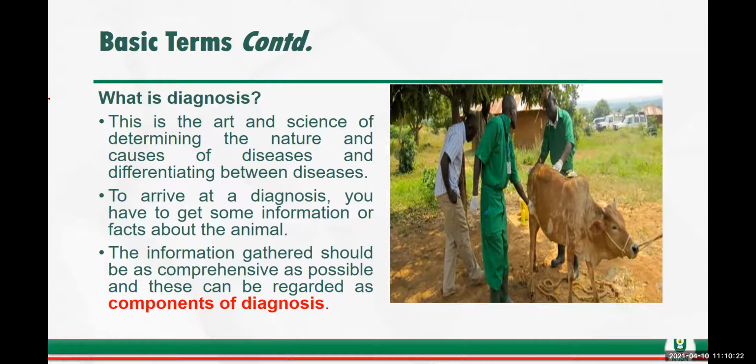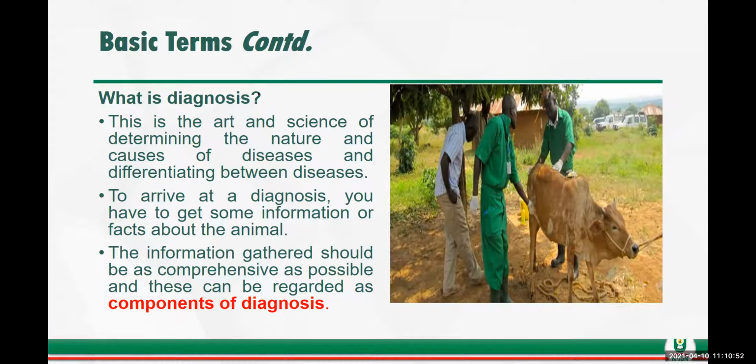And to arrive at a diagnosis, you have to get some information or fact about that animal. Now, the gathered information has to be as comprehensive as possible to arrive at what we call a definitive diagnosis. And these are all referred to as components of diagnosis. That's the information you gather.